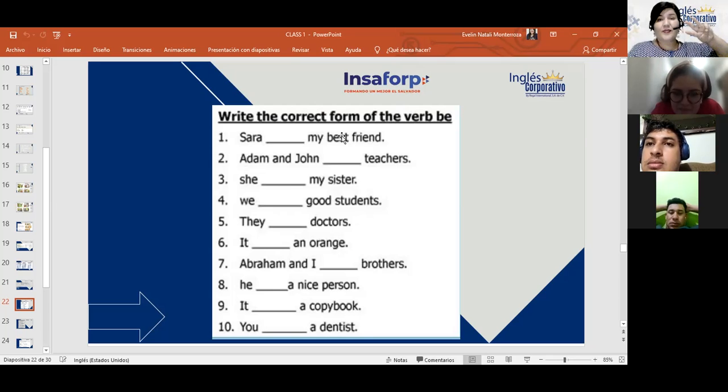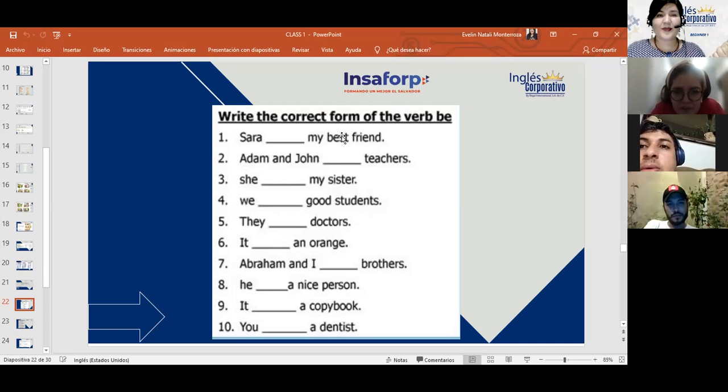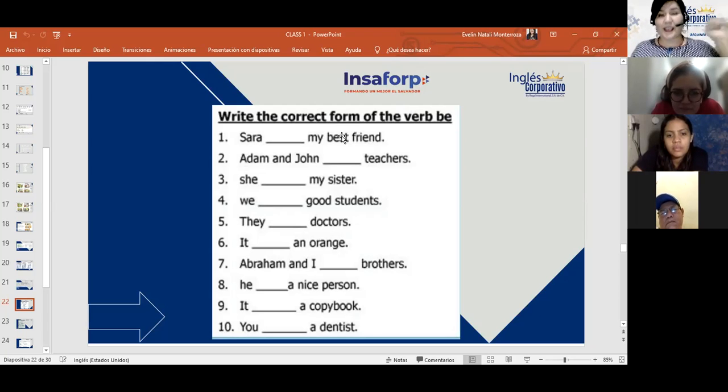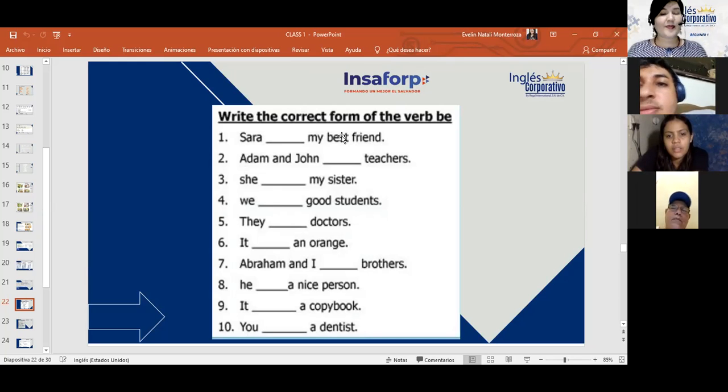Number three. She is my sister. Because it's she. Number four. We are good students. And yes, you are. Number five. They are doctors, right? Number six. It is an orange. Very good. Abraham and I. We are brothers. Okay, very good.